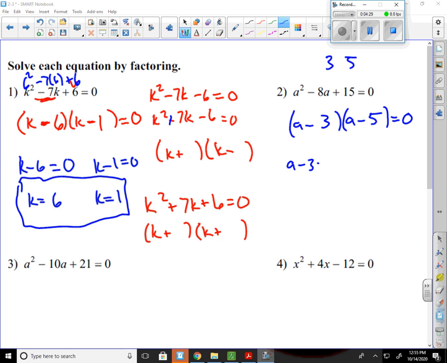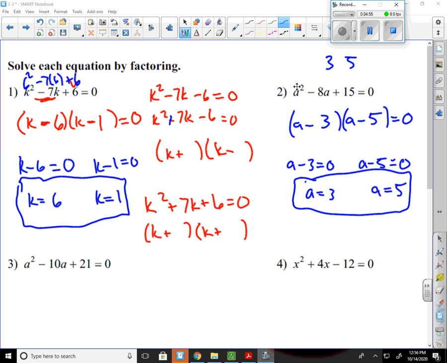Break them up. a minus 3 equals 0. a minus 5 equals 0. So a equals 3 and a equals 5. Those are my two roots. Plug them in. 3 squared is 9. 8 times 3 is 24. 9 minus 24 is negative 15. Plus 15 is 0.